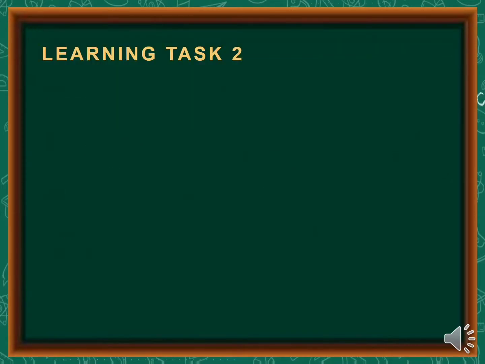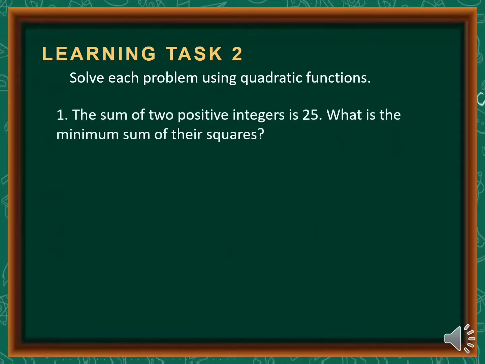This time, I know you are ready for your learning task number 2. On your module, on page 37, your learning task 2 states that you need to solve each problem using quadratic functions. So here, the first given is, I'm going to show you an example. So this is different from what is given or written in your module. So the sum of two positive integers is 25. What is the minimum sum of their squares?